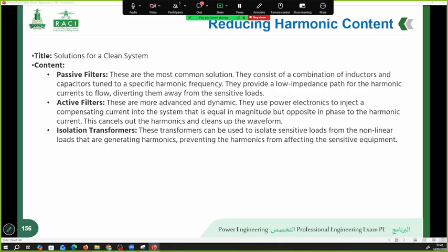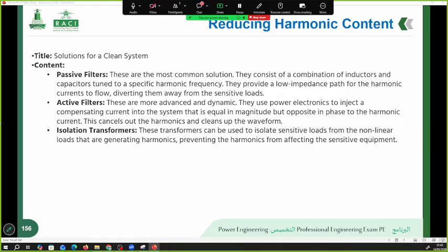All right. This slide presents the practical solution for mitigating the harmful effects of harmonics. We can use different methods: passive filters, active filters, or isolating transformers. Passive filters are the most common and traditional solution for harmonic mitigation. They consist of a simple combination of inductors and capacitors.